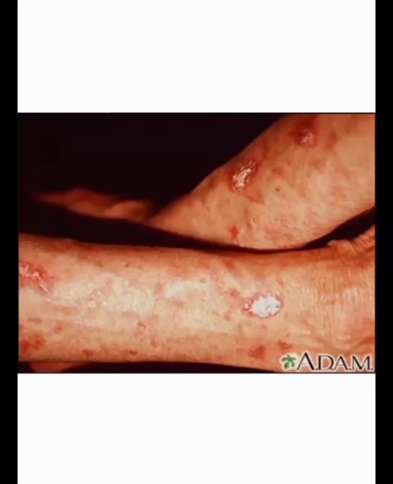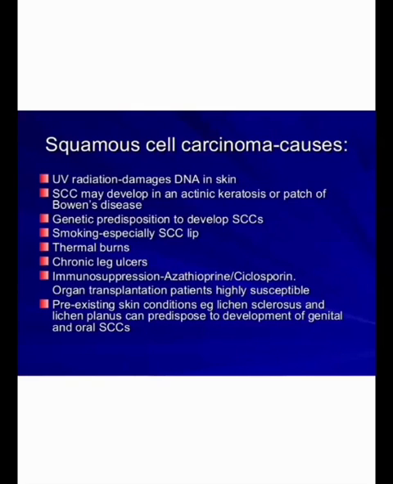This is the picture of actinic keratosis. Here you can see a scaly appearance of lesions that are small in size, and the shape or the color is varying. Next one, genetic predisposition. If there is any history of cancer in the family, there is a chance for the offspring to get the disease.